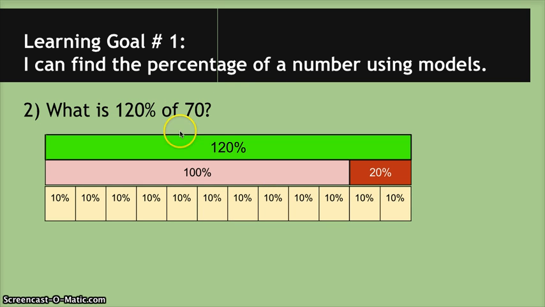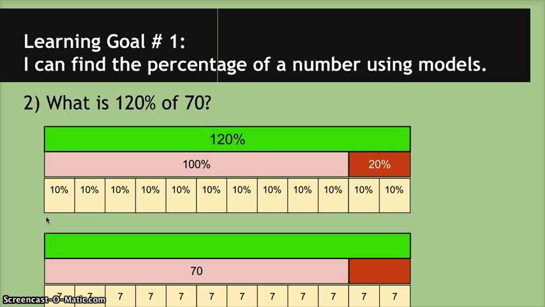So if we take our number 70, divide it by 10, we can figure out what each of these 10% pieces represents. We get 7. So we're taking 7 and moving forward. Again, here's the same model that we had from the previous slide, and we just made another one with our number 70. And as we found out, each of those 10% is 7.